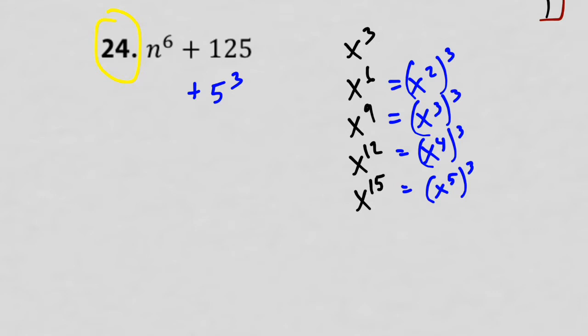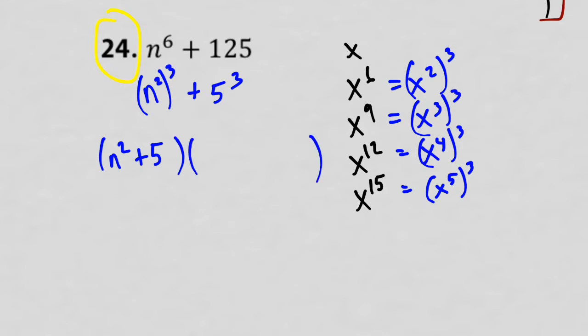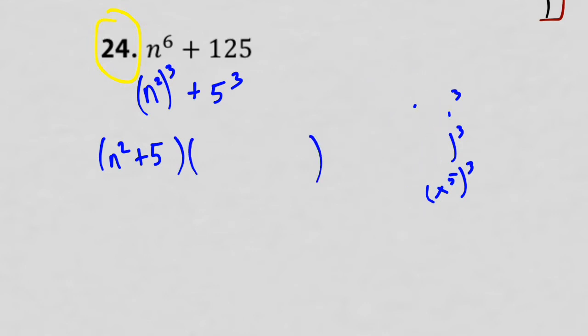So we can do that with this one over here. And n to the 6 is the same thing as n squared cubed. n squared cubed plus 5 cubed is what I have. And now I can use my rule for perfect cubes, which is going to be n squared plus 5. And then, let me erase all this stuff over here so I can continue. Remember the rule for perfect cubes? All I did right now is just take off the powers of 3, right? So it's n squared plus 5.